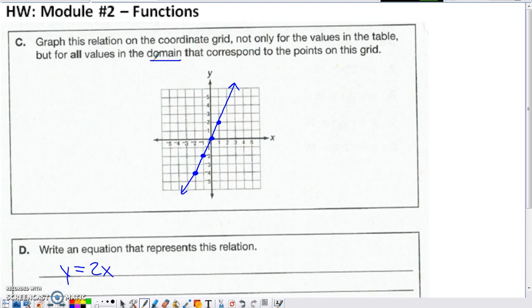And we actually already did part D, write an equation that represents this relation. We did that right away. It kind of helped us throughout the process there. So that's a little bit of help for some of the Module 2 problems that we've done that deal with functions.